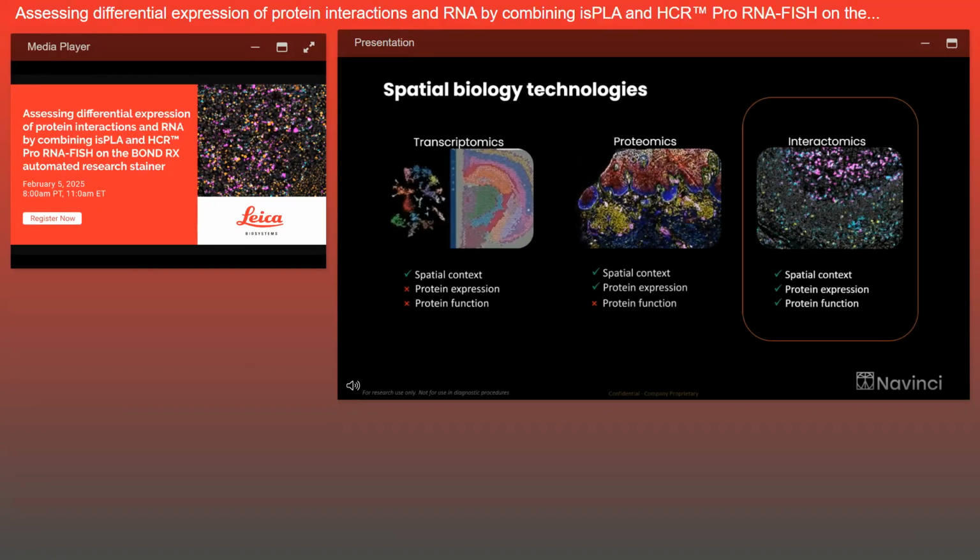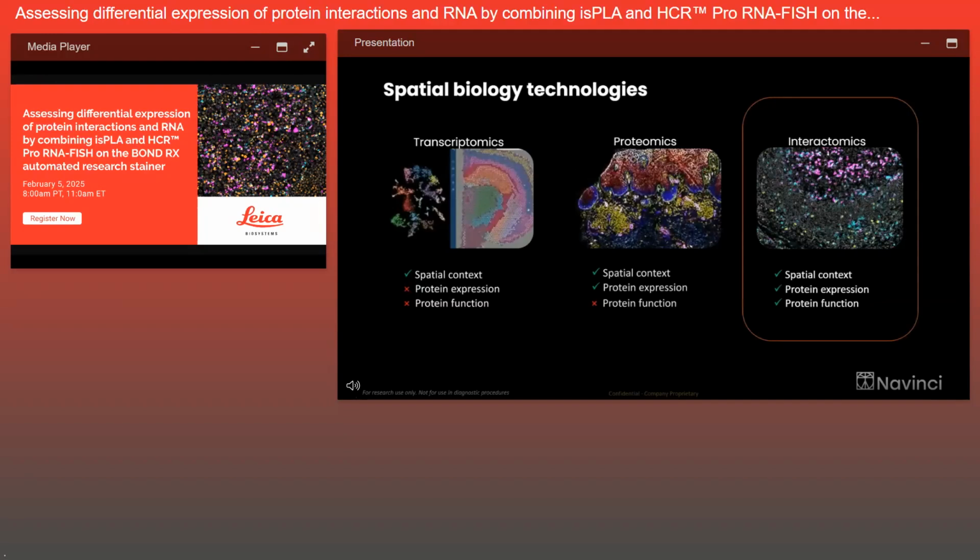And in order to get a better look at precision medicine, there are spatial biology technologies that are constantly evolving and improving in the field. So transcriptomics gives us a snapshot of transcriptional activity within a tissue at a certain time. So this gives us spatial context. However, from this, we lack protein expression and protein functional information.